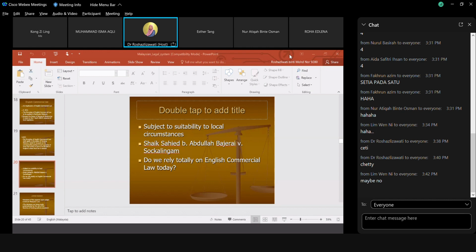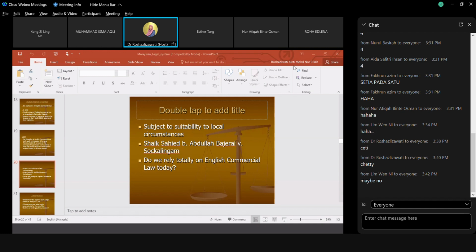Soalan dekat bawah tu, do we rely totally on English common law today? What do you think, class? If you look at the factors study, factors study refer to the in the absence of local legislation, we accept English law, i.e. common law, equity, statute, as long as the law not contradict to our custom, not contradict to our Islamic law, and in other words, it is suitable to the local circumstances, and also in the absence of local legislation. So, in the current situation now, dalam keadaan sekarang ni lah, do we rely totally on English common law? What do you think?